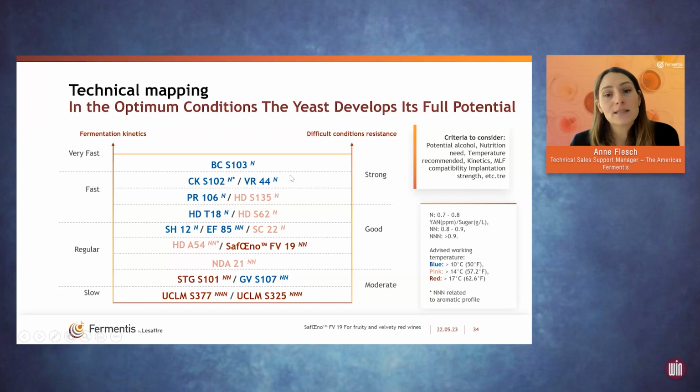But if you're looking for a slower fermenter, for example white wine, you're going to want to look more in the middle of this table. So really make sure that you also take the technical mapping of the yeast, the technical information, into consideration when selecting yeast.